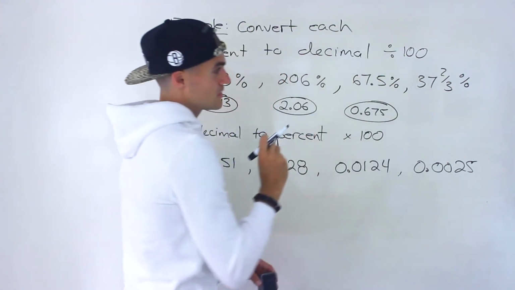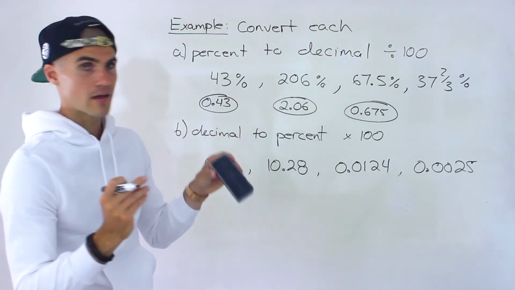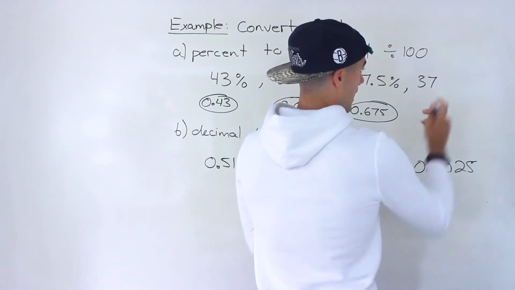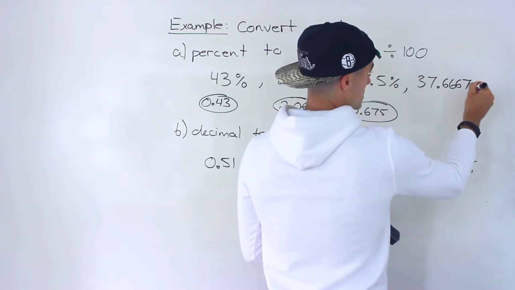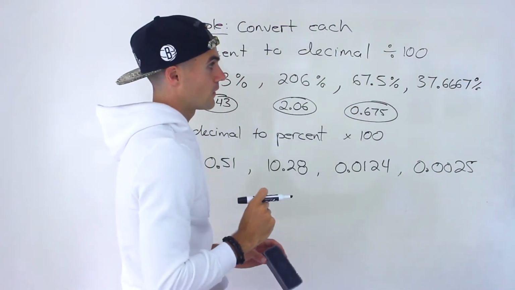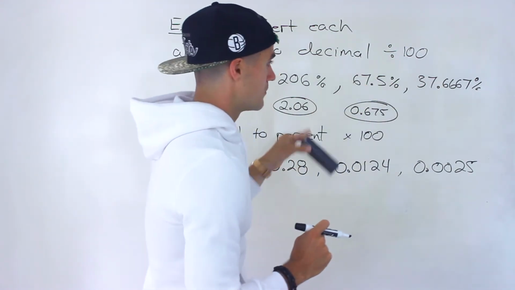Now over here we have 37 2/3%. So what we can do with this is rewrite this as 37.6667. The 6's keep going, but I'm going to round it to 4 decimal places. And then same thing, we just take this divided by 100.